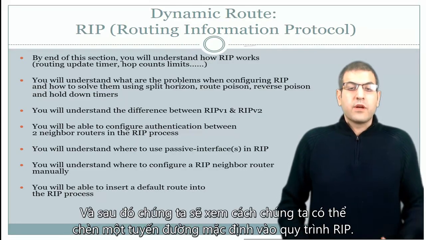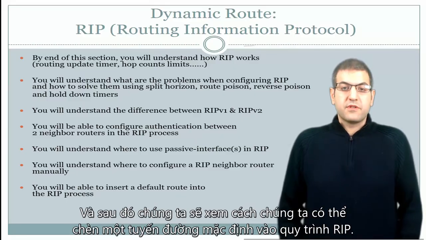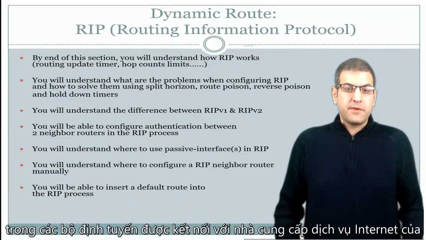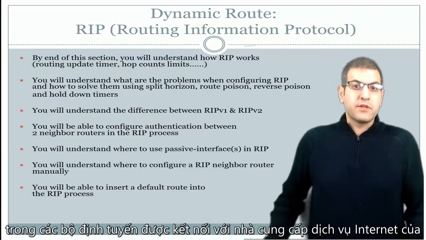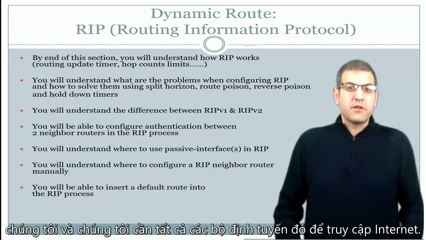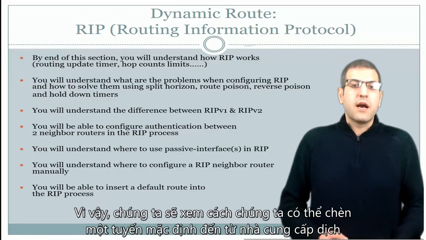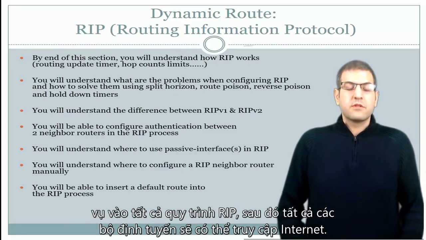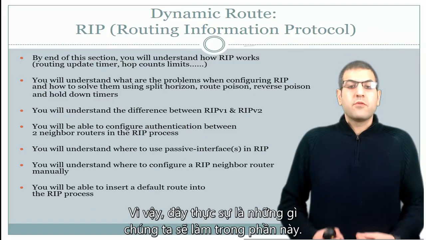And then we are going to see how we can insert a default route into the RIP process. For example, if we have a network which is configured by RIP and we have one of the routers which is connected to our internet service provider, and we need all those routers to go to the internet. So we are going to see how we can insert a default route coming from the service provider into the RIP process. Then all routers will be able to go to the internet. So this is really what we're going to do in this section.